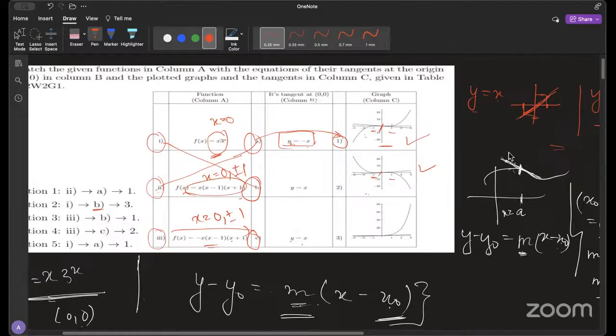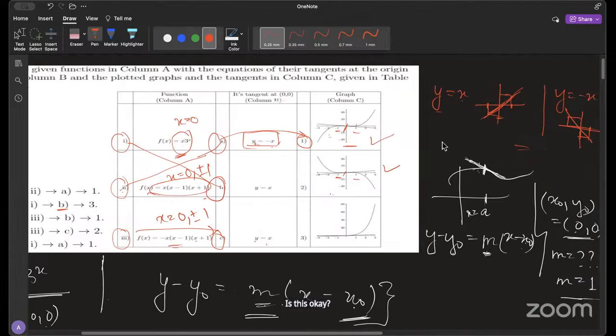Is this okay? Yes, ma'am. Where second is mapped to A and then it's mapped to 1.